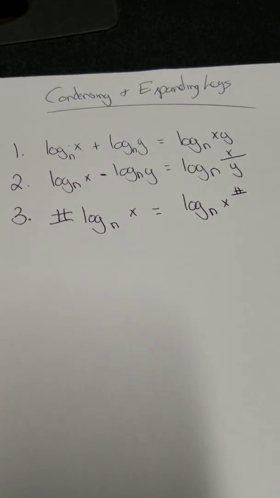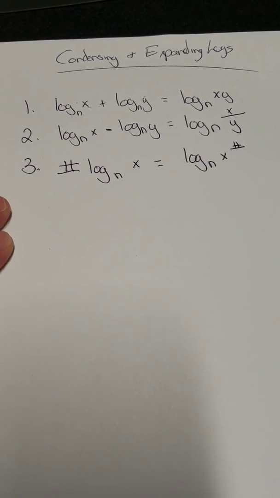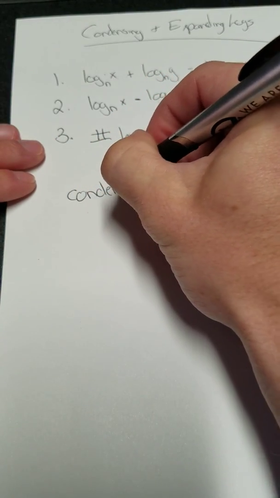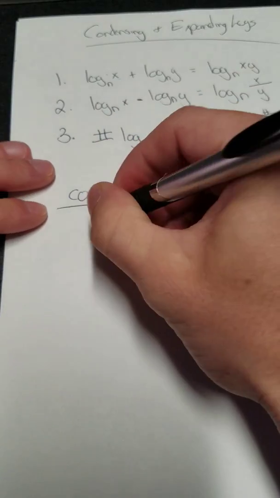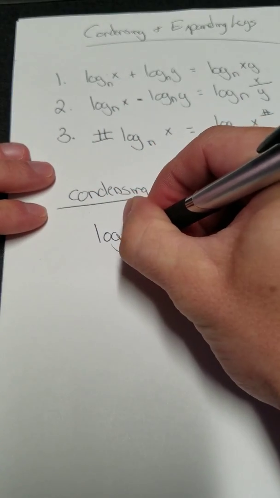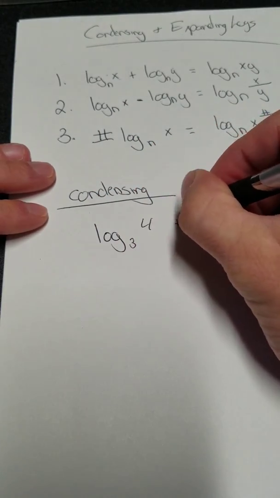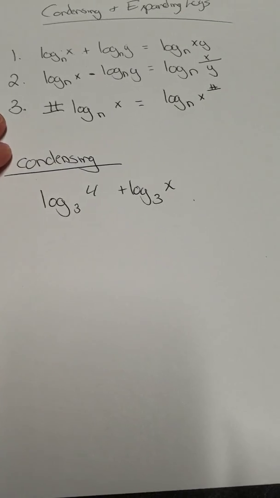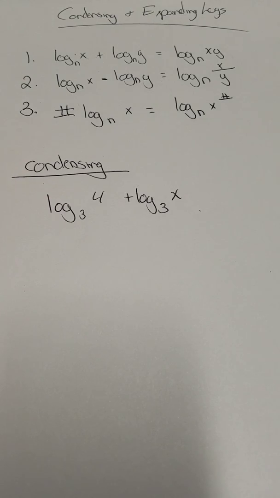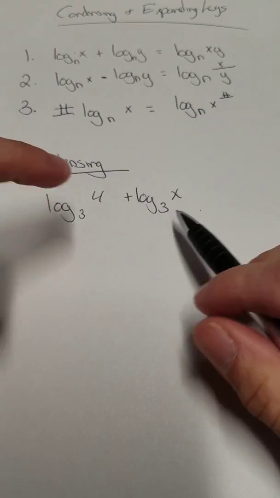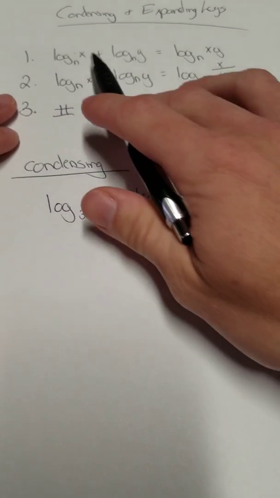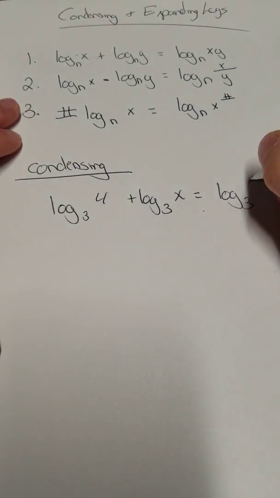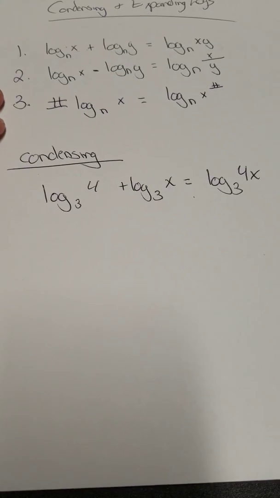So let me give you a couple of problems of what this could end up looking like. Condensing means we're going to make a larger problem smaller. So let's say we have log base 3 of 4 plus log base 3 of x. Okay, we'll look up and see which property we're using here. We have logs with the same bases and we're adding. So logs with the same bases and we're adding means we multiply. So this becomes log base 3 of 4x.